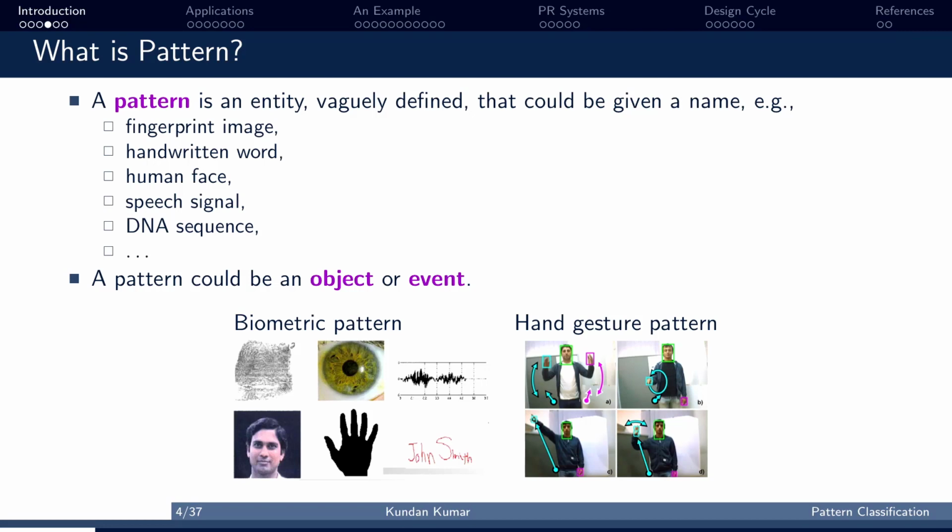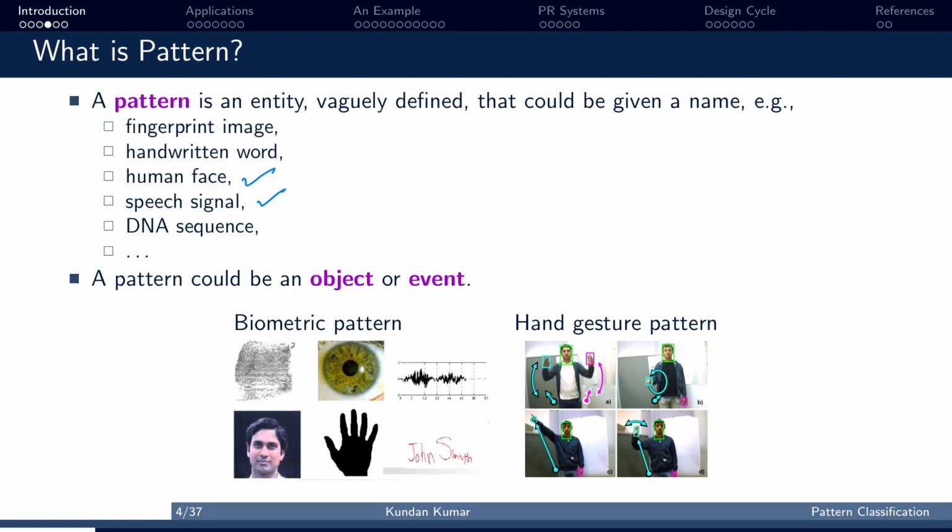Maybe the pattern is a handwritten word. That means the signatures that different people make are different. Some other patterns, like human faces, are also very different from each other, like speech signals. So these are basically the patterns that we can perceive from the environment, and we can make our decision based on these patterns.